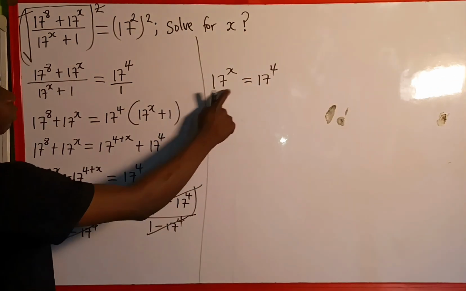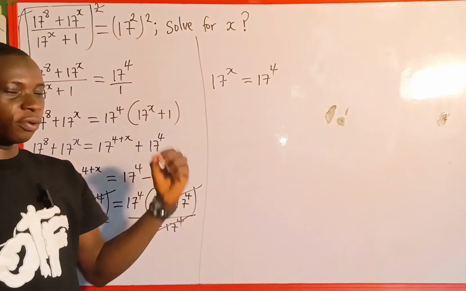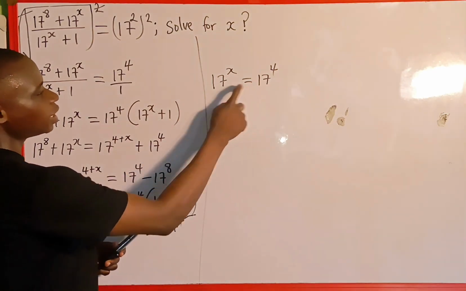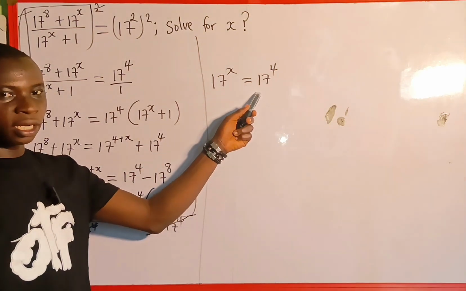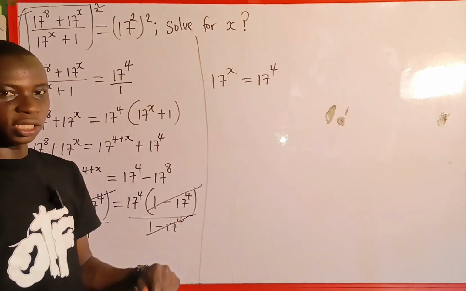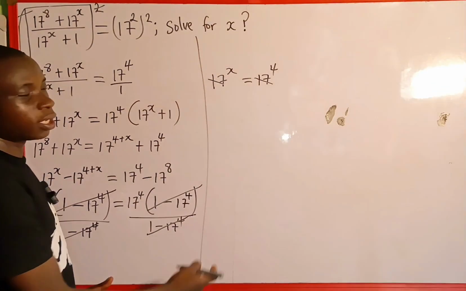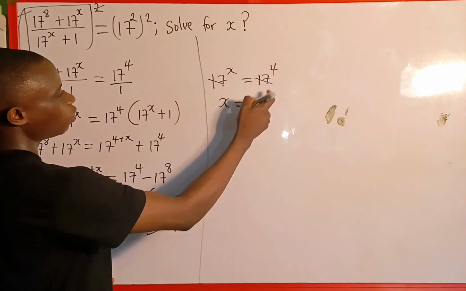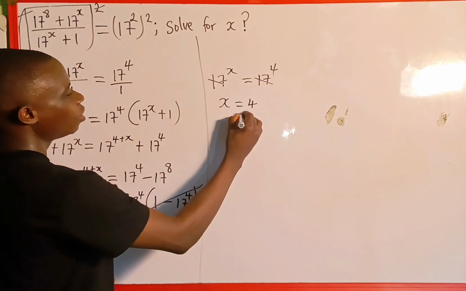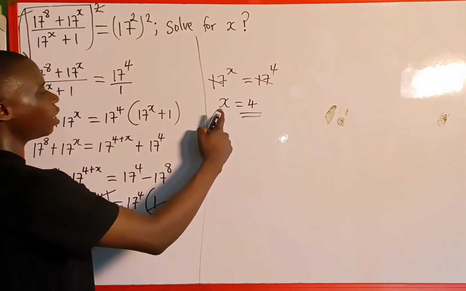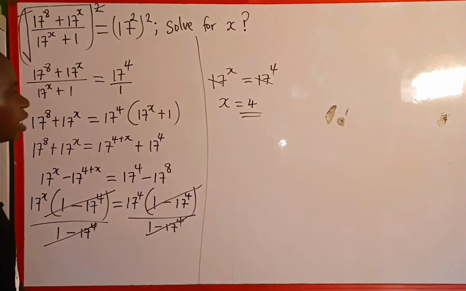So what do you notice? The bases are the same. And recall one of the properties of exponents, when the bases are the same and there's an equality sign, that means the powers are also the same. That will make us cancel out the bases, then we equate the powers. The first power is x, which is equal to the second power, which is 4. So therefore 4 is the value of x that satisfies this exponential equation.